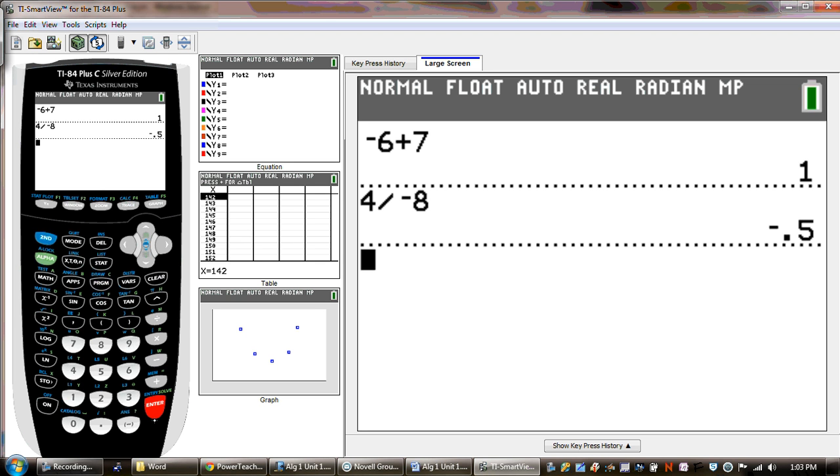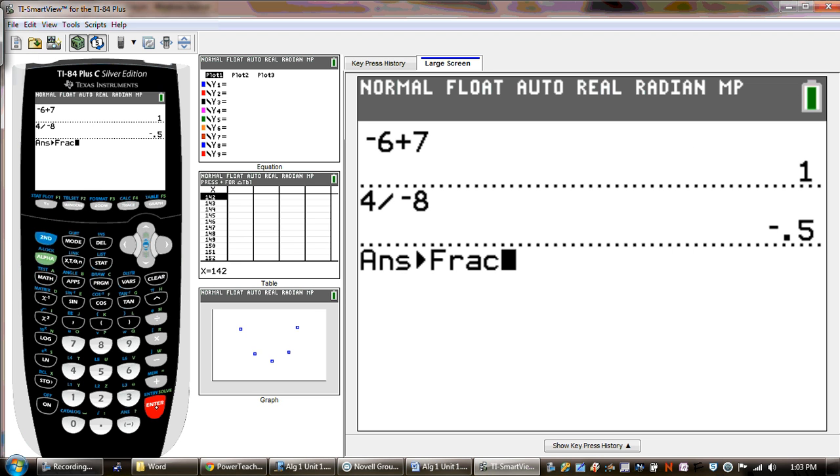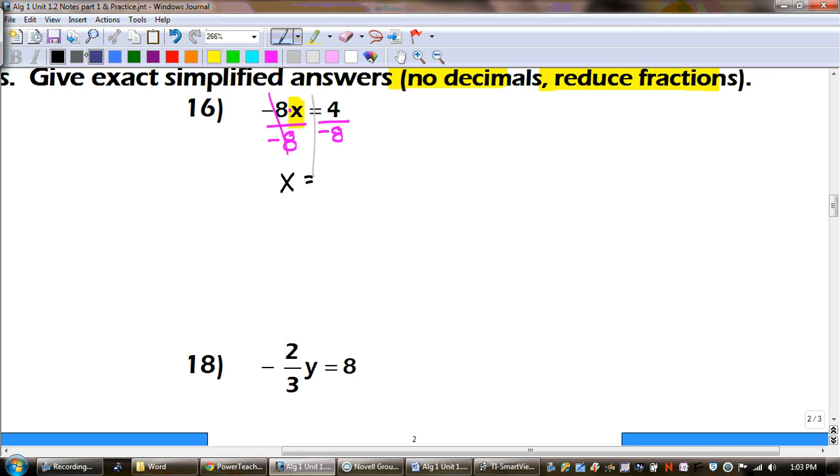Ugh. Didn't the directions say no decimals? Okay, so to change that from a decimal to a fraction, I'm going to hit the math button, fraction, and there we go. It tells me what that is as a fraction, so it's -1/2. Now, some of you might have thought, oh, 4 over -8, I can reduce that. That's great. However you want to solve it, as long as you get the right answer.